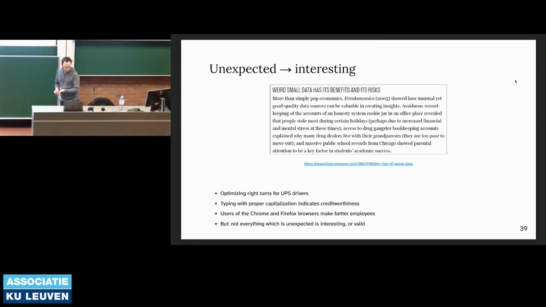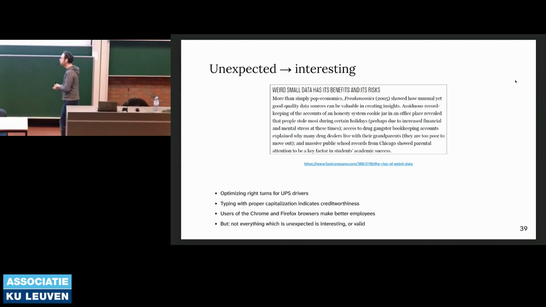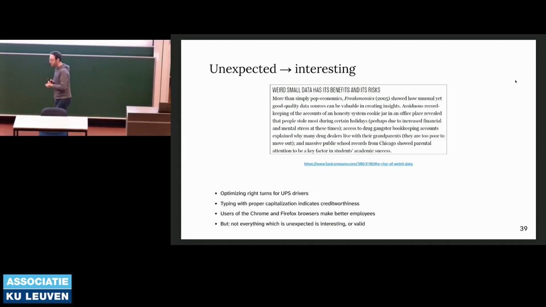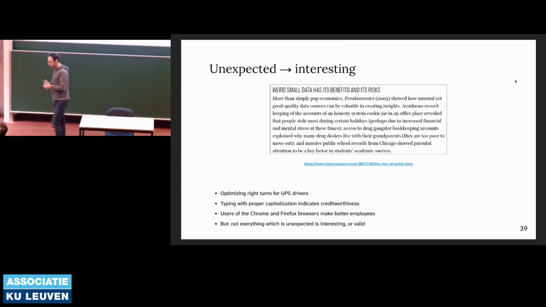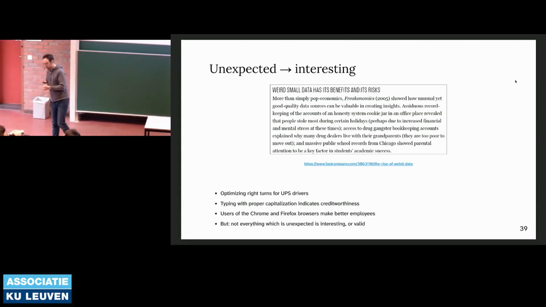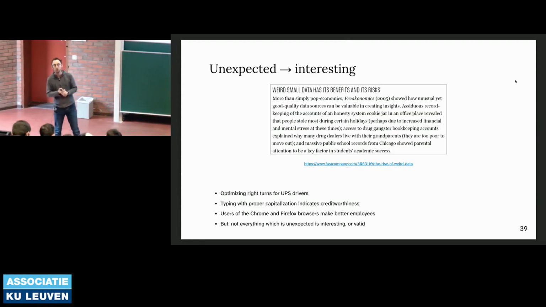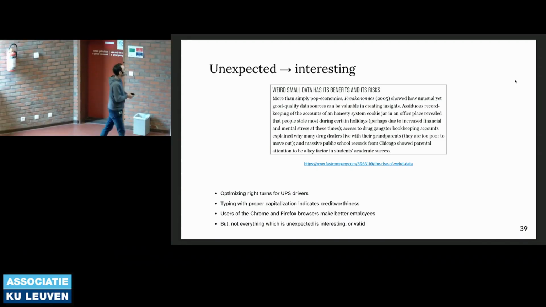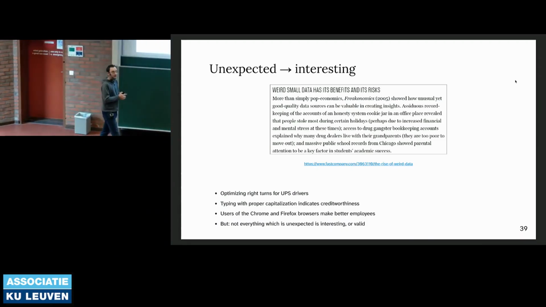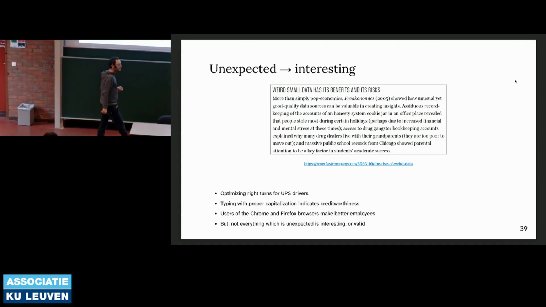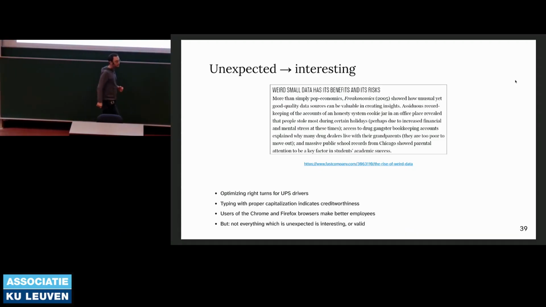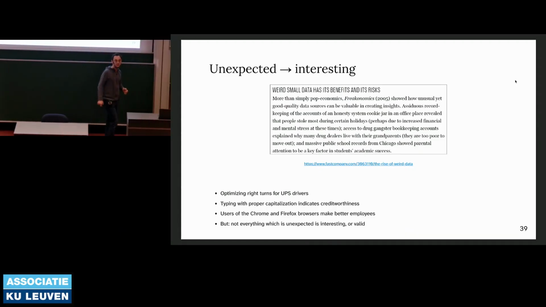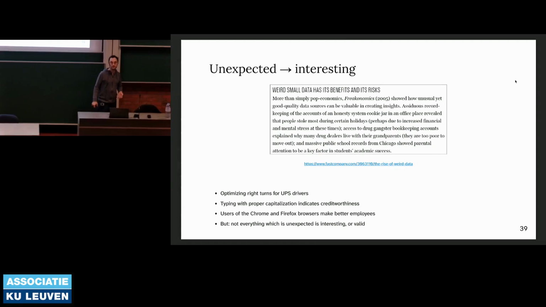Unexpected, well, here are a couple of examples. UPS drivers where the route optimization model said, well, you don't take the shortest route, take more right turns, because that's faster, right? Credit companies or banks, if you fill out an application form online, if you type with proper capitalization, you're more credit worthy, right?